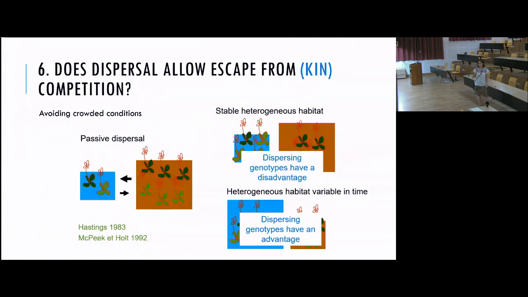And so the reason why you select the dispersing genotype in this system is because they avoid crowded conditions more often than the genotypes that stay where they are, and are always very numerous in patches that were good quality the year before, but might not be of good quality the next year.